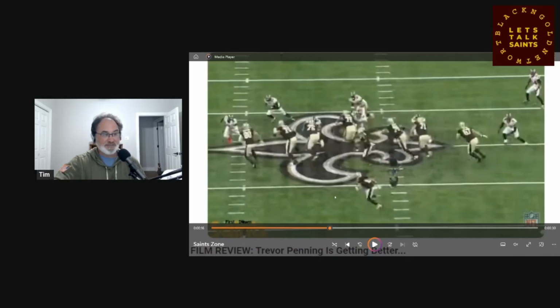Couple plays out of the zone blocking scheme that they ran last year. Both of them happened to be against Tampa Bay, the first game we played them. The first one's an outside zone. Kind of easy to pick up when you're looking at what the left side of the line is doing. It's an outside zone left. And they're getting their horizontal side to side movement, getting the defense to move that way before starting to work upfield. At this point, Alvin's about ready to get the ball.